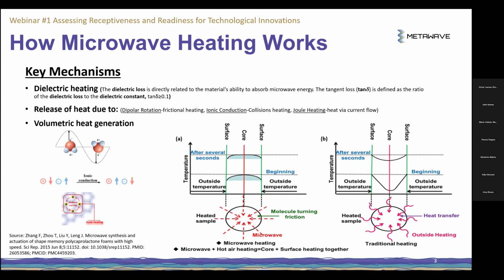One major advantage of microwave heating is that it heats materials volumetrically from the inside out, unlike conventional methods that heat the surface first. This leads to faster, more uniform heating, which is highly effective for a wide range of applications.